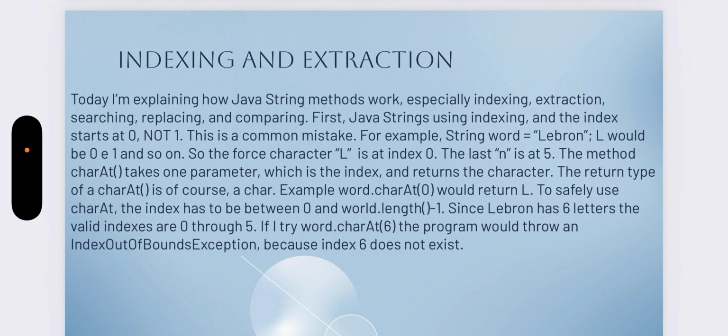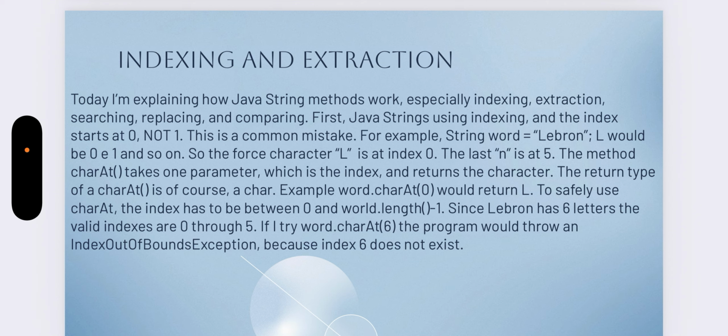First, Java strings use indexing, and the index starts at 0, not 1. This is a common mistake. For example, with the string word = "LeBron", L would be index 0, e index 1, and so on. So the first character L is at index 0. The last character N is at 5.